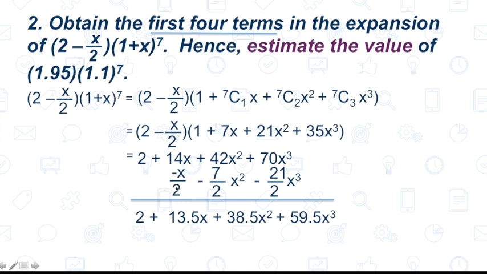14x added to negative x over 2, you will get 13.5x because negative 1 over 2 is negative 0.5, right? Then 42x squared minus 7 over 2 x squared is 38.5x squared, and you will get for the fourth term, which is 59.5x cubed. So once again, this is very important for you to present in your working.